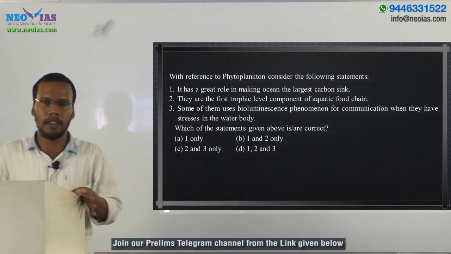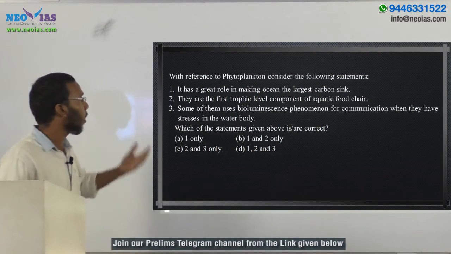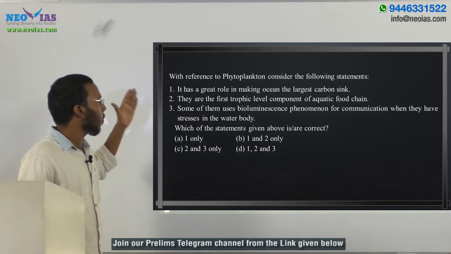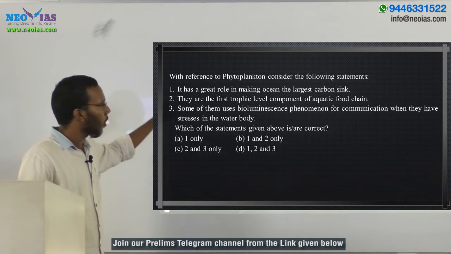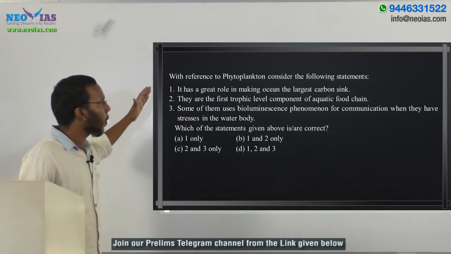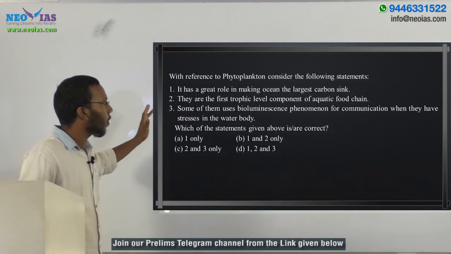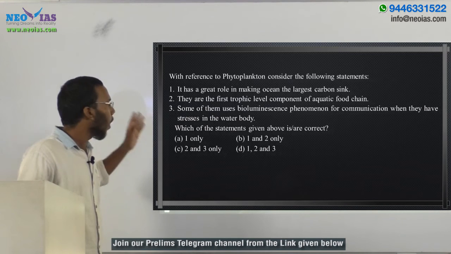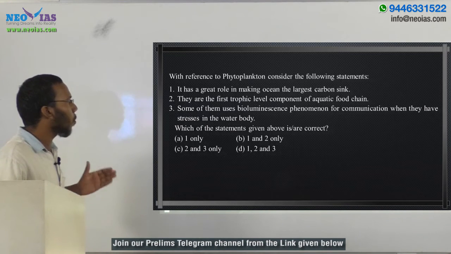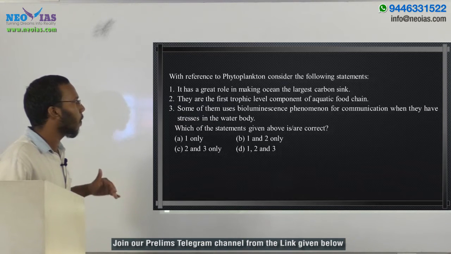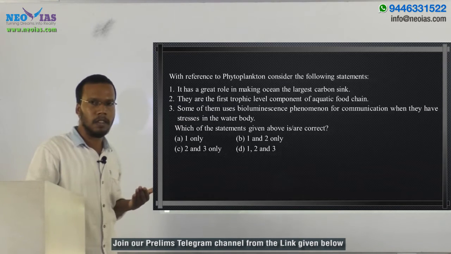Now this is a question regarding the aquatic producer known as phytoplankton. And the question is like this: with reference to phytoplankton, consider the following statements. First statement, it has a great role in making the ocean the largest carbon sink. Second statement, they are the first trophic level component of the aquatic food chain. And third, some of them use the bioluminescence phenomenon for communication when they have stresses in the water body.